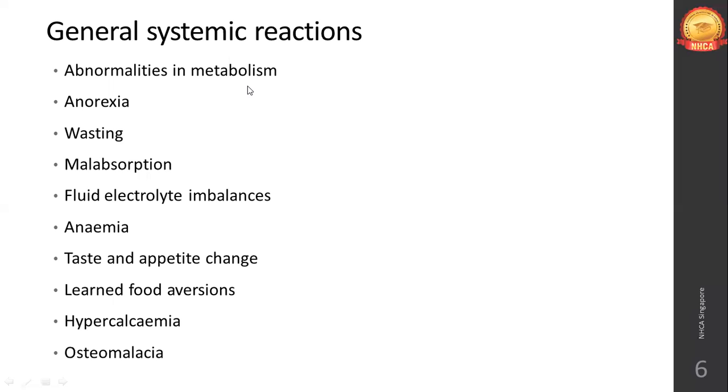Then osteomalacia, since the calcium ions that are supposed to mineralize the bones are not functional in that particular department. All the calcium ions are in the blood. It's not going and mineralizing the bones. So what happens here? The bones become soft. Osteomalacia is softening of the bones.